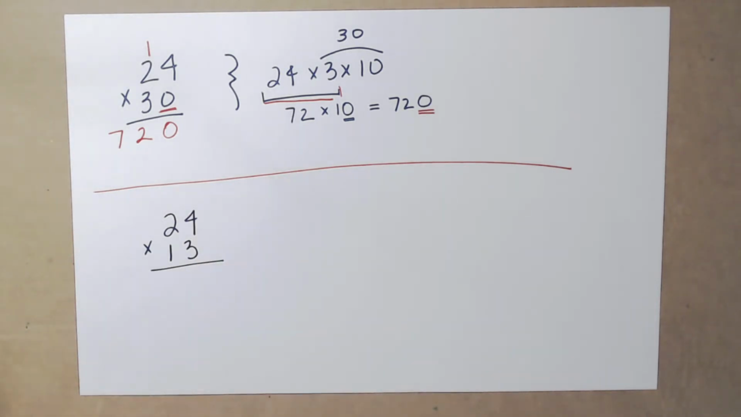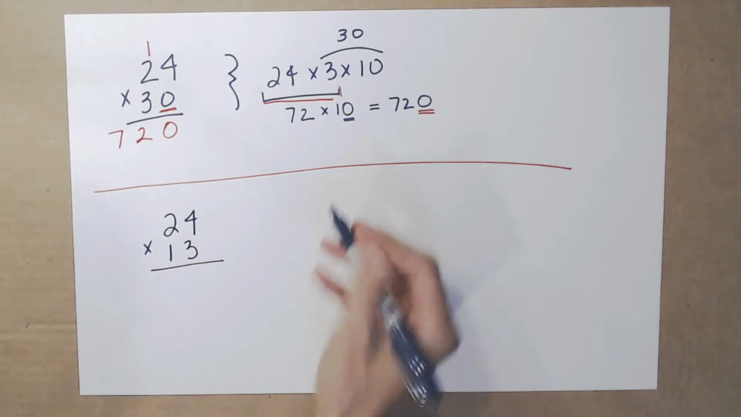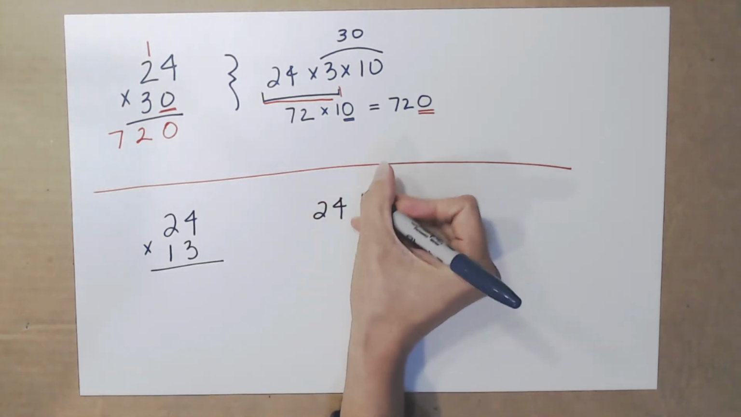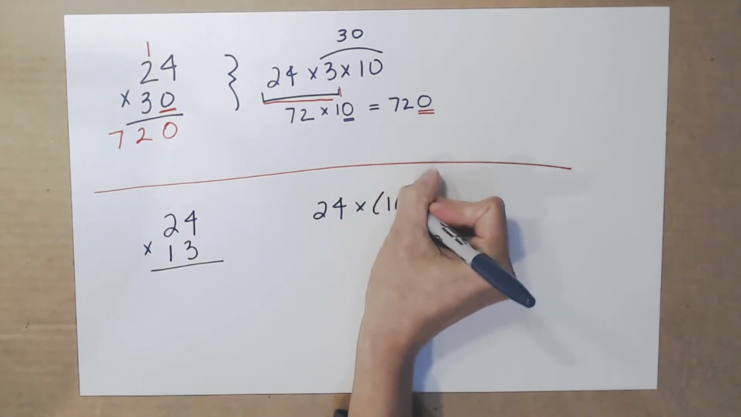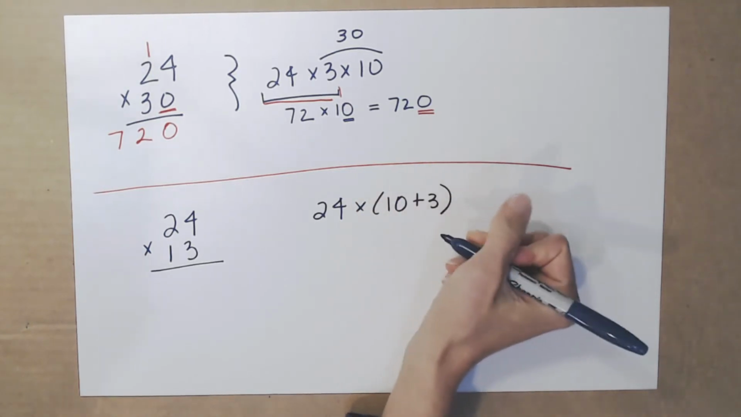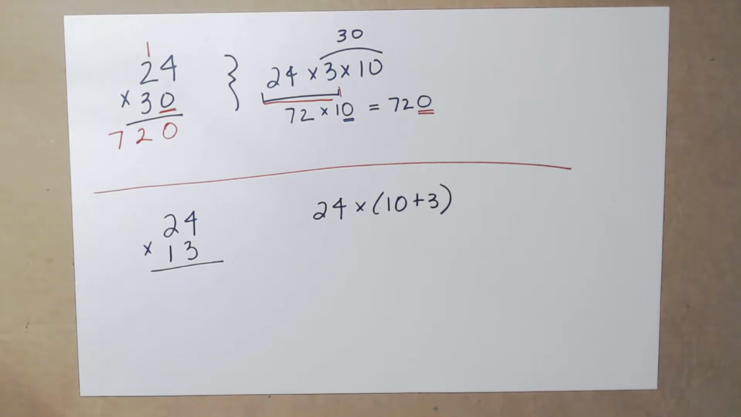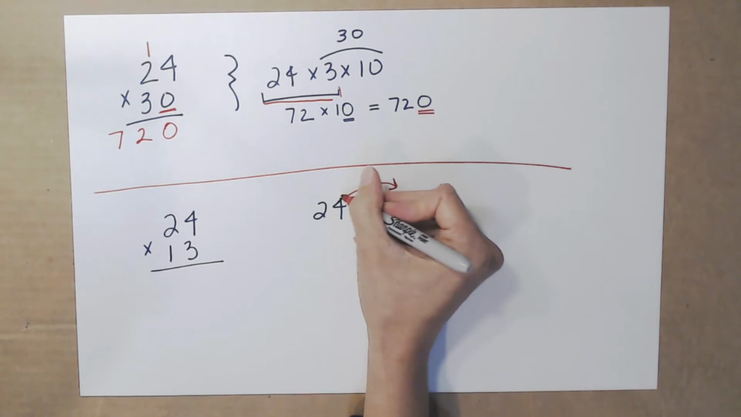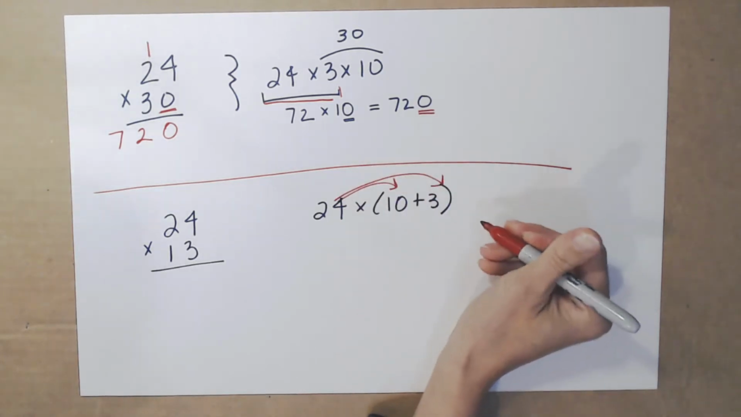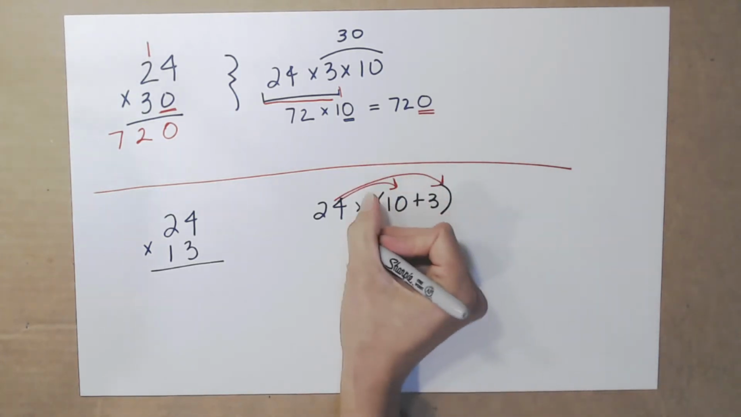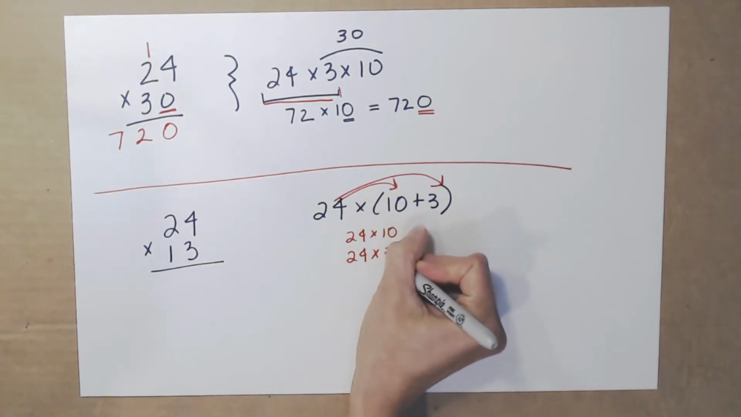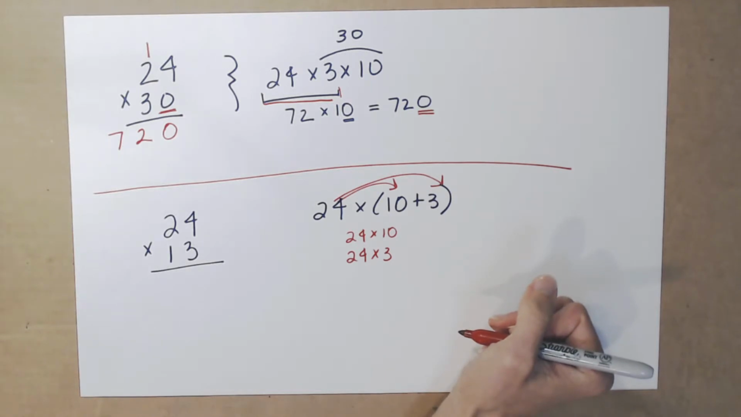Okay, so again, we are going to use the distributive property. Instead of multiplying 24 by 13, we're going to multiply 24 by 10 plus 3. We're going to use the distributive property to do 24 times 10 and 24 times 3 and add them together. And then when we add those together, it's the same as 24 times 13.